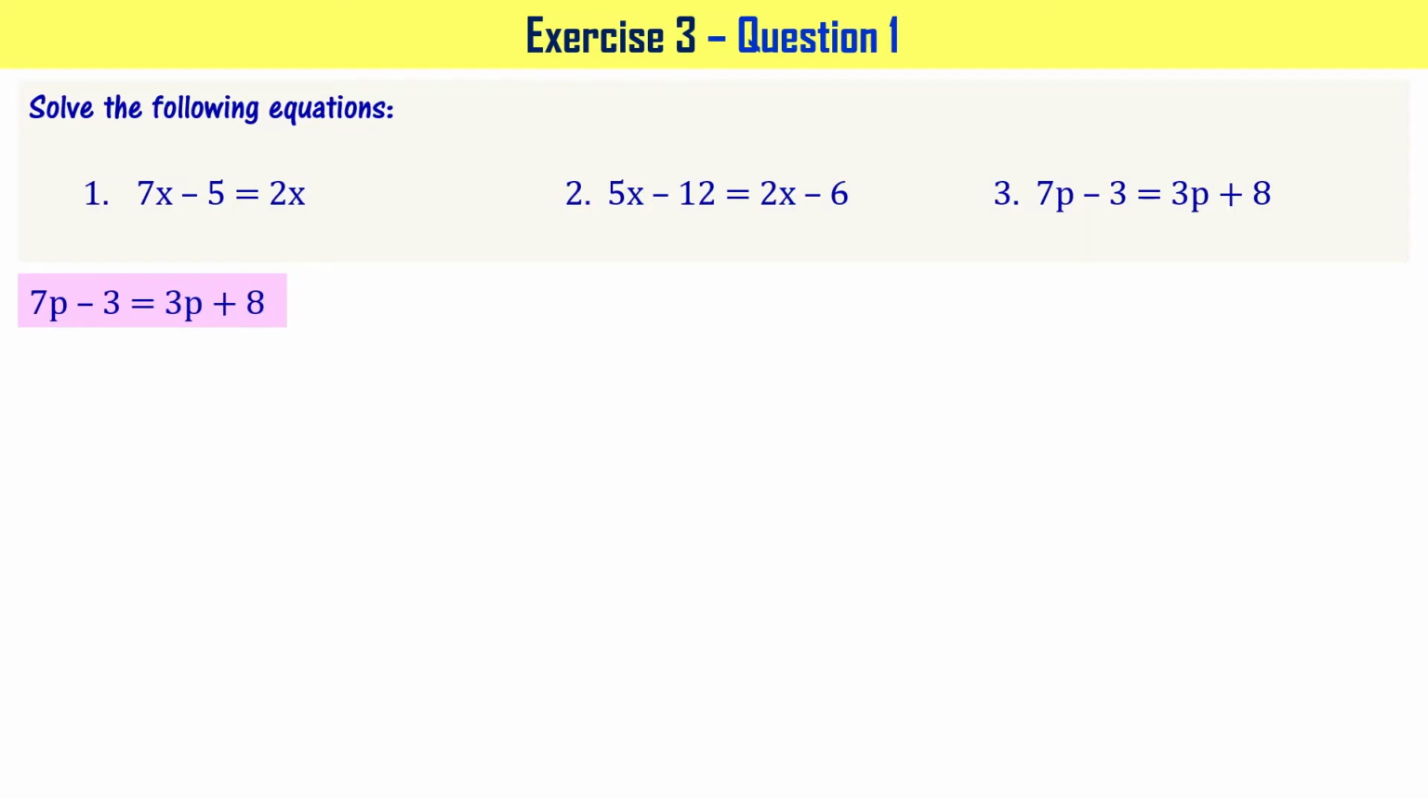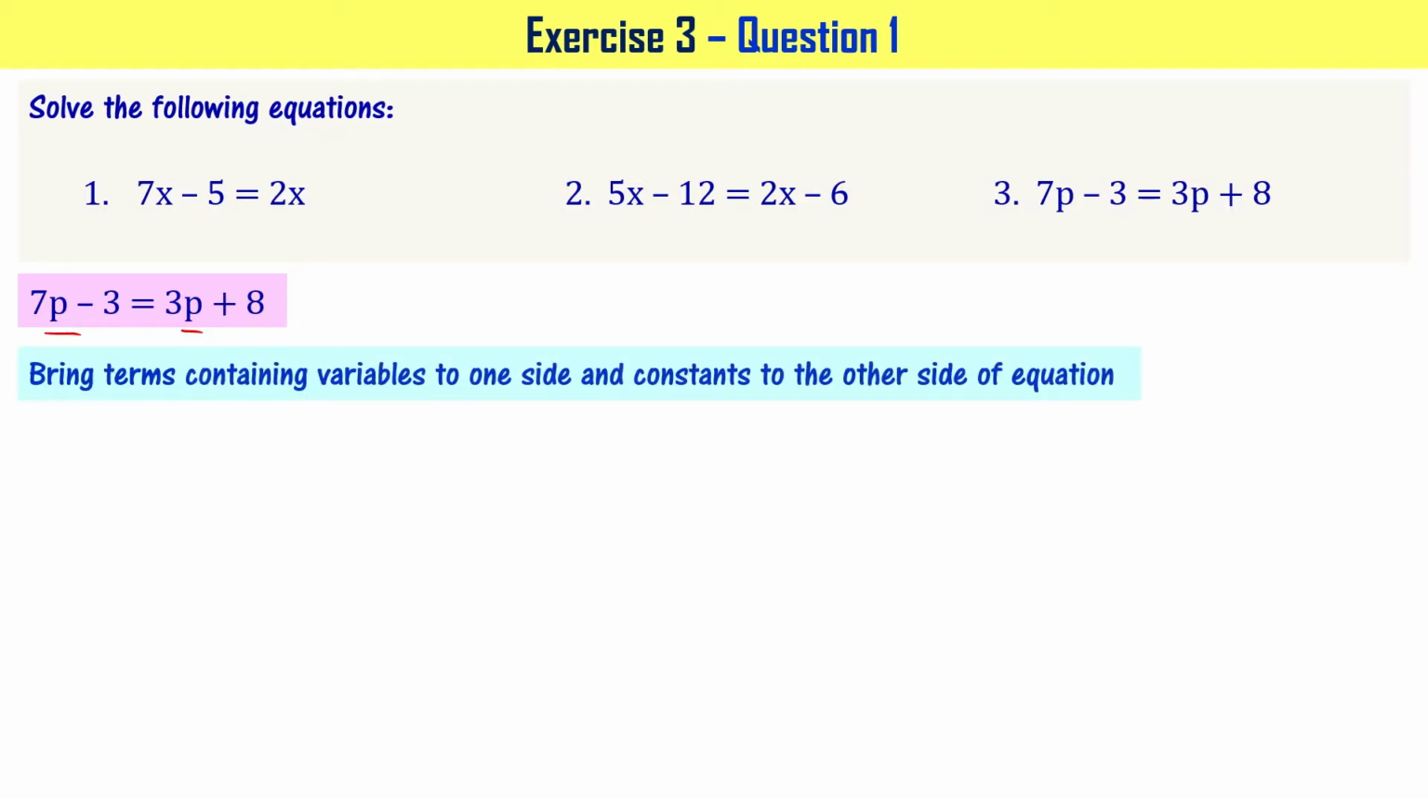7p minus 3 equal to 3p plus 8. It is also a linear equation in one variable with variables on both the sides of the equation. To solve this, first what we do is we bring the terms containing variables to one side and constants to the other side. To do that, let me transpose this 3p onto the other side. When you do that, it becomes minus 3p, right? Let me write it. 7p minus 3 minus 3p equal to 8.